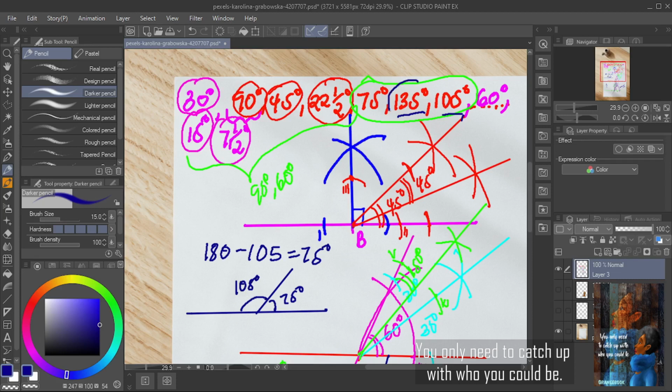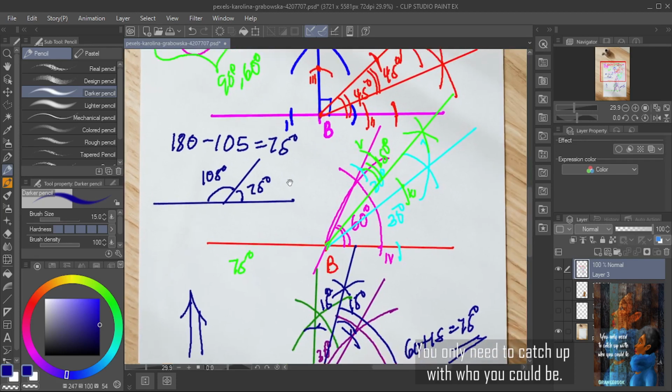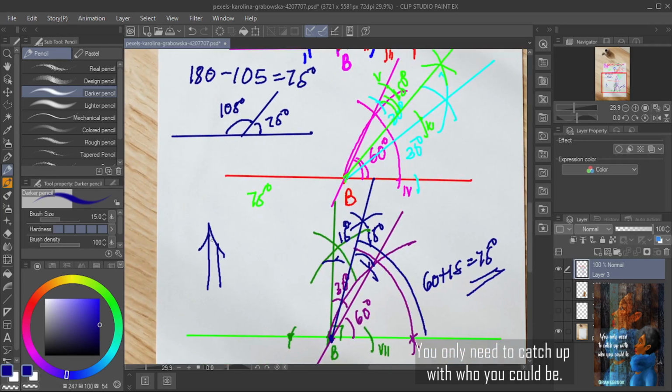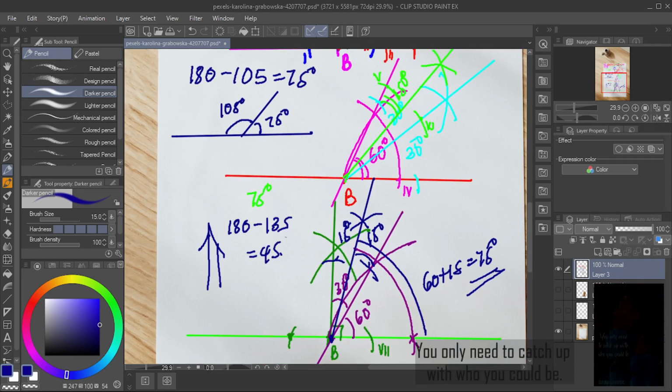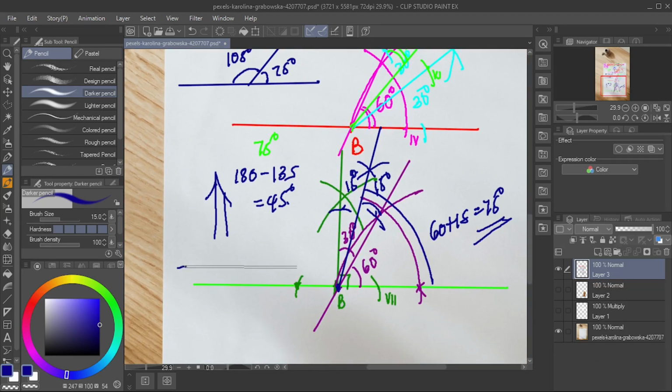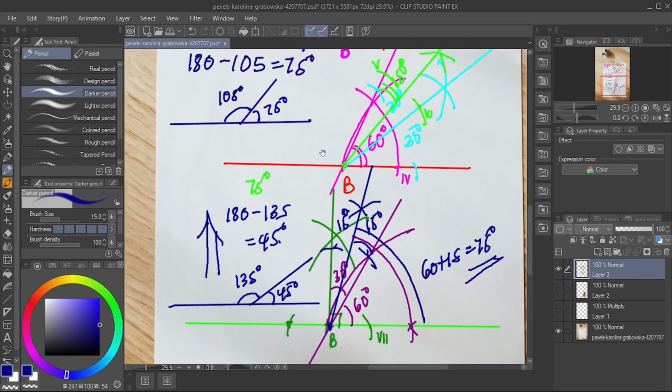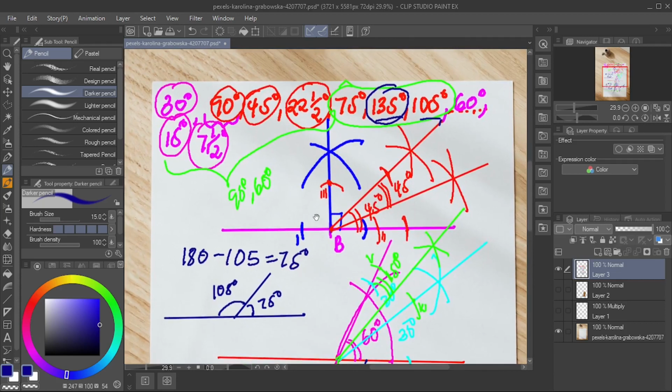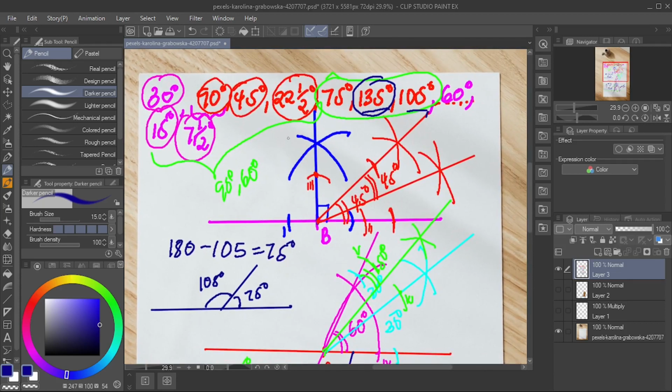If I tell you to construct 135 degrees, what you will do, you are going to take 180 minus 135 and you're going to get 45 degrees. That means I just need to construct the negative angle of 45 degrees, and then whatever remains is going to be 135 degrees. So this is how you construct these special angles. They're all based on two angles of 90 and 60.